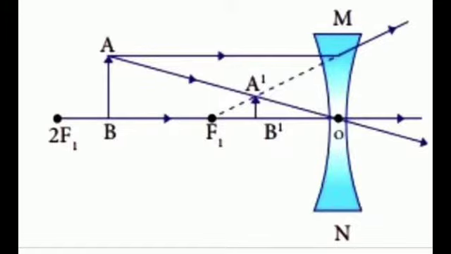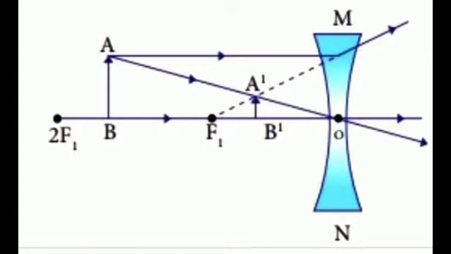The next case: object anywhere on the principal axis at a finite distance. Here, when an object is placed at a finite distance from the lens, a virtual image is formed between the optical center and focus of the concave lens. The size of the image is smaller than that of the object.